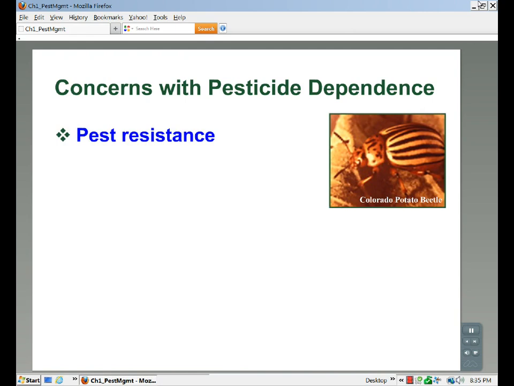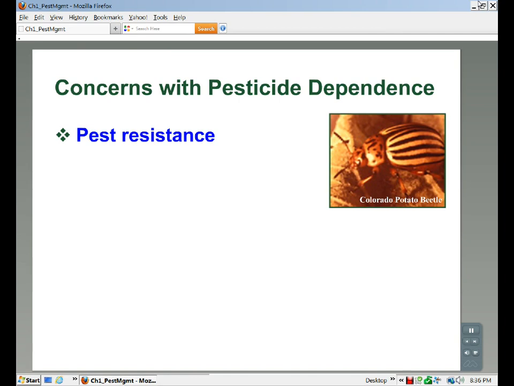Since the 1970s, pest resistance has surfaced in weed species, plant pathogens, and insect pests. A prime example is the Colorado potato beetle, which has developed resistance to every major group of insecticides, making the older chemical compounds nearly useless as pest management tools for Colorado potato beetle.